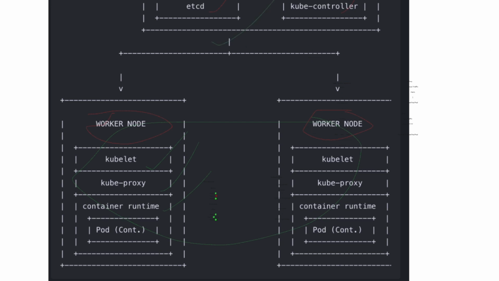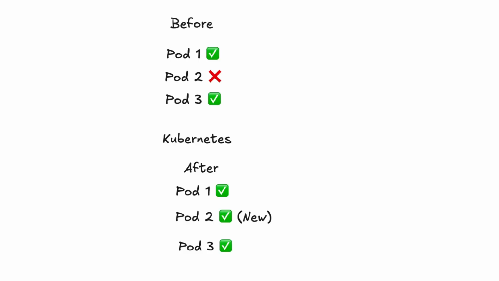One of the most powerful concepts in Kubernetes is the desired state. You tell Kubernetes what you want. For example, you want 3 copies of the application running. If one pod fails and only 2 pods are running, Kubernetes automatically creates another pod to maintain the desired state.